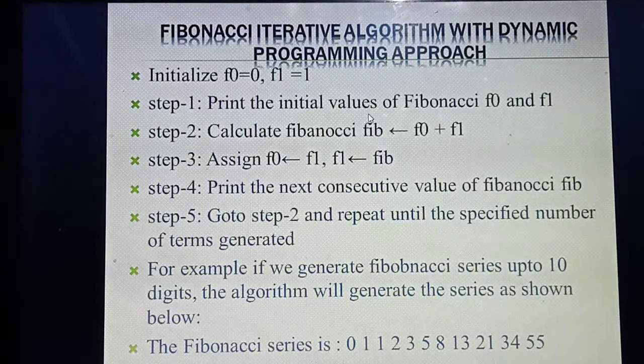Next you are going to calculate what? The Fibonacci series. How will you get the Fibonacci series? By adding the two numbers. What are the two numbers? 0 and 1. So Fib equals F0 plus F1. Next, you are going to assign the value of F1 to F0, because of the previous numbers, and to F1 you are going to assign the value of Fib.